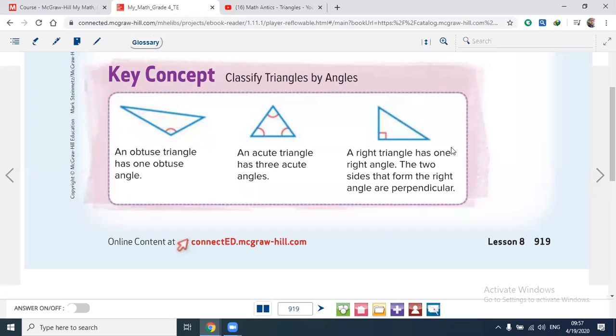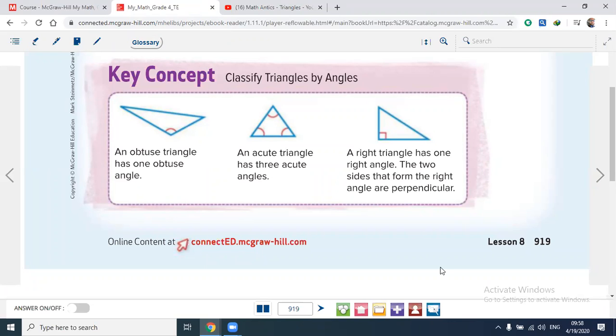To determine or classify the type of triangle by its angles, we have to look at all of the angles. At least we have two acute. But look at the third one. If it's acute, it's the same, so it would be an acute triangle. If the third angle is obtuse, the triangle is an obtuse triangle. If the third angle is right, the triangle will be a right triangle.